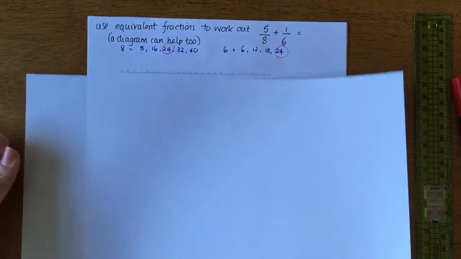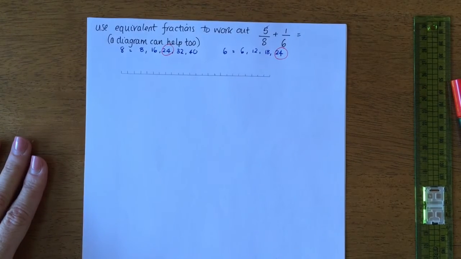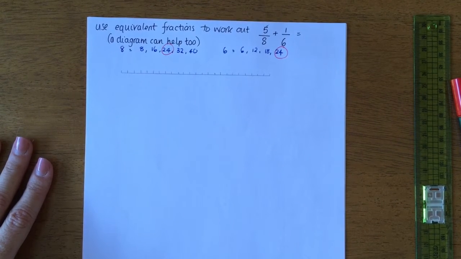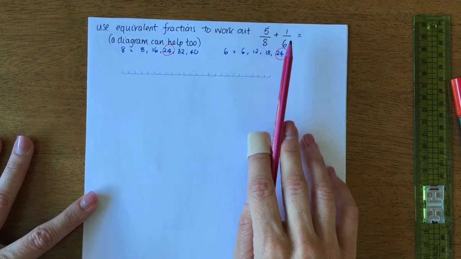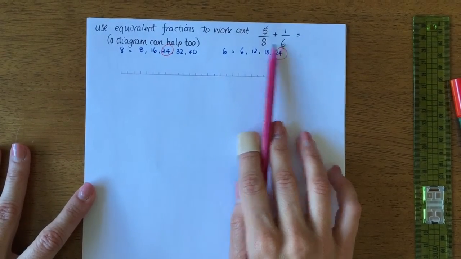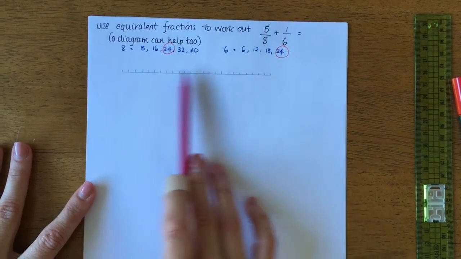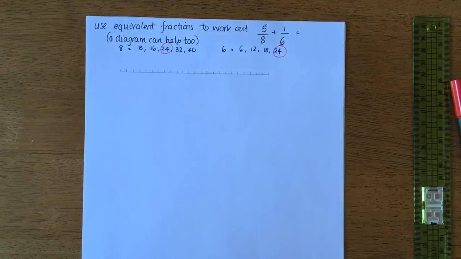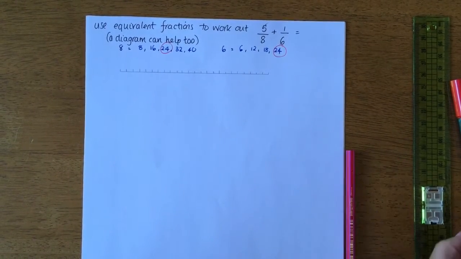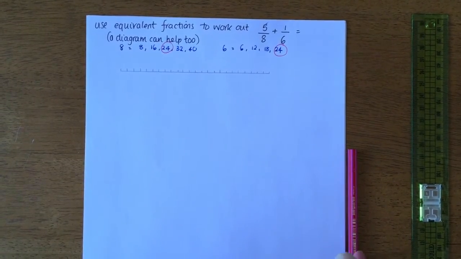So here's what I've done. Here's my number line split into 24 little parts. Now I'm not going to write 1 over 24, 2 over 24 or anything like that, because we don't actually need that. What we need this line to represent is 8s and 6s. If my number line is represented by 24 little parts and I want to split it into 8s, 8 goes into 24 3 times, so every third line is going to be 1/8.